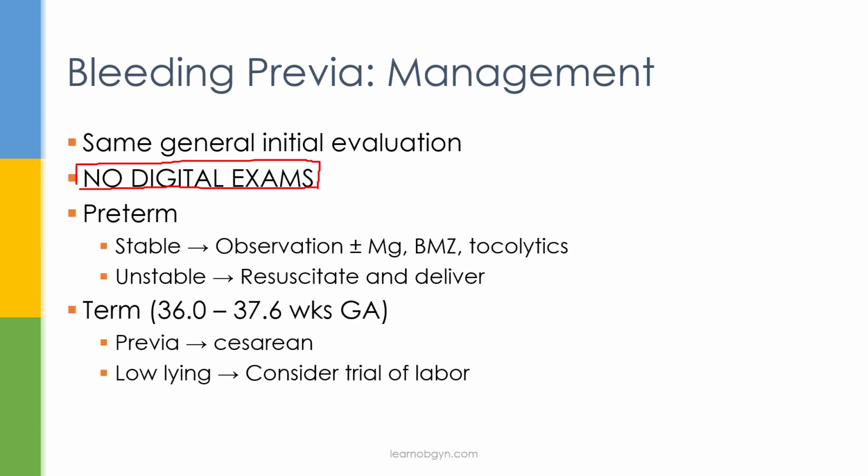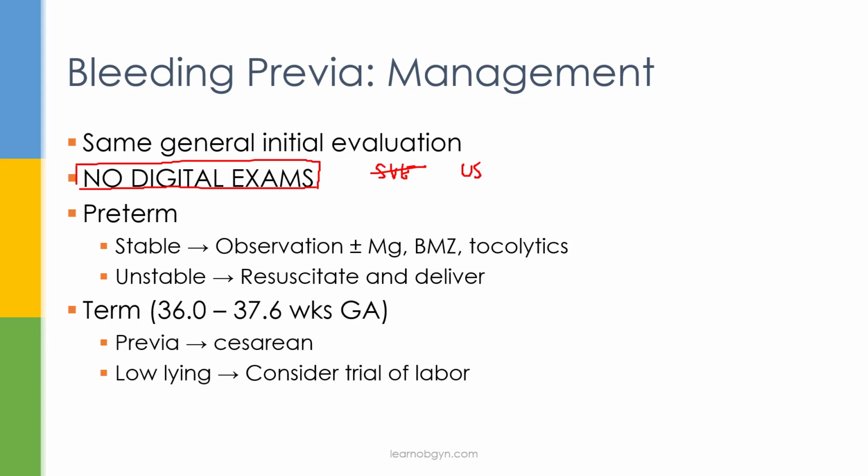On your exam, you'll probably be asked some sort of question where someone presents with third trimester bleeding, and they'll ask you, what's the next best step? There'll definitely be one wrong answer that says, do an exam. That is incorrect. Most likely the correct answer they'll want you to choose is do an ultrasound, which will allow you to rule out previa or rule it in. So remember, no digital exams on potential previas.